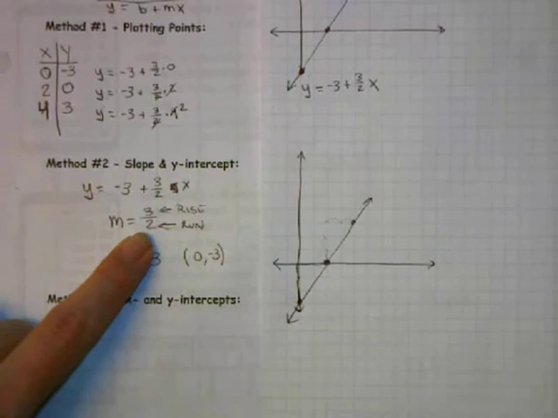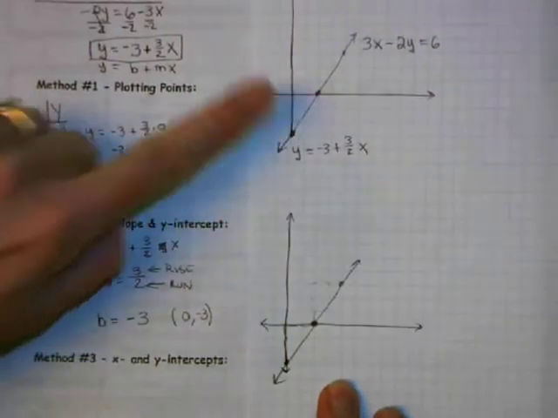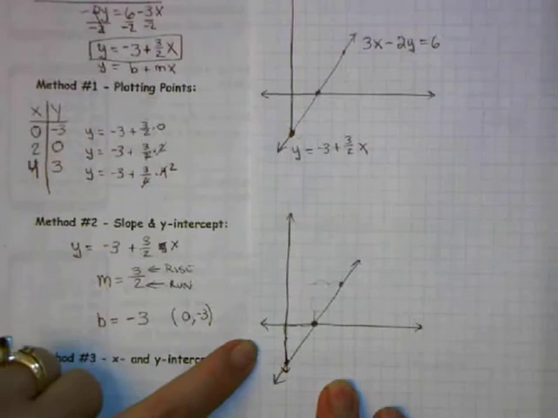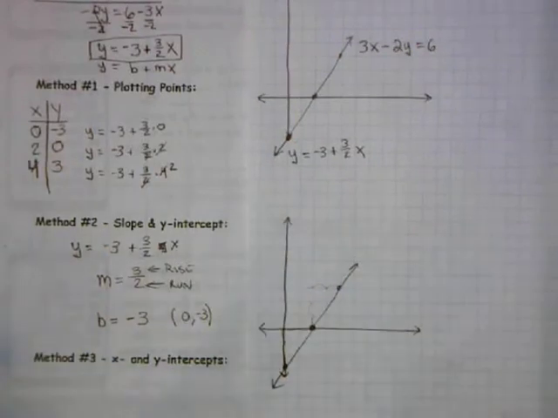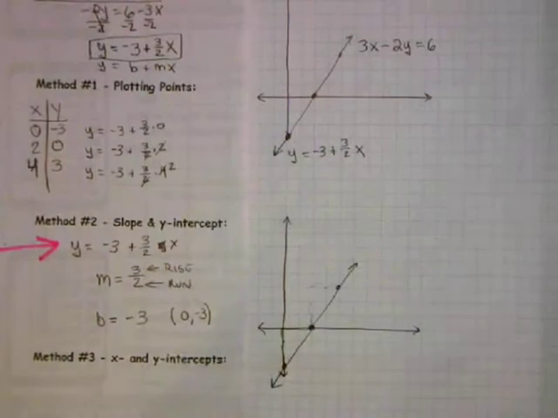Notice that that gave me the same 3 points as I had up here, but it sure was a lot faster and a lot easier. When you have an equation that comes to you in slope-intercept form, using the slope and the y-intercept to plot that line is generally your most efficient method.